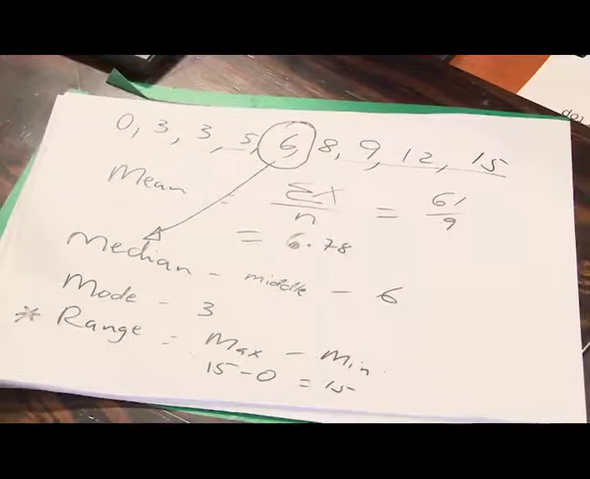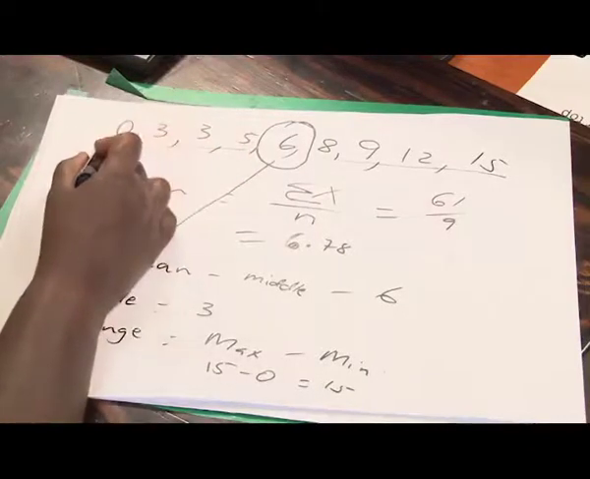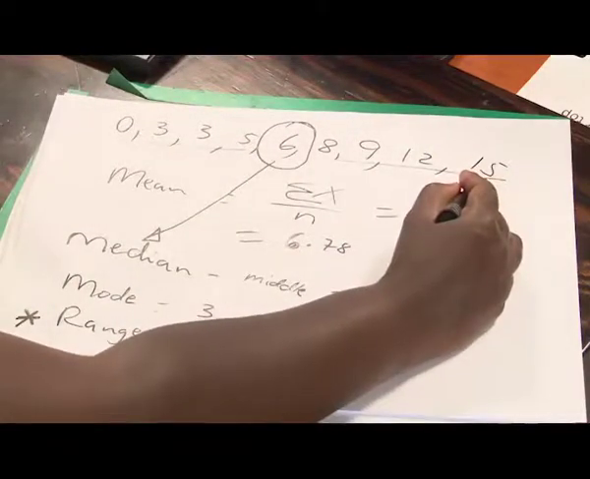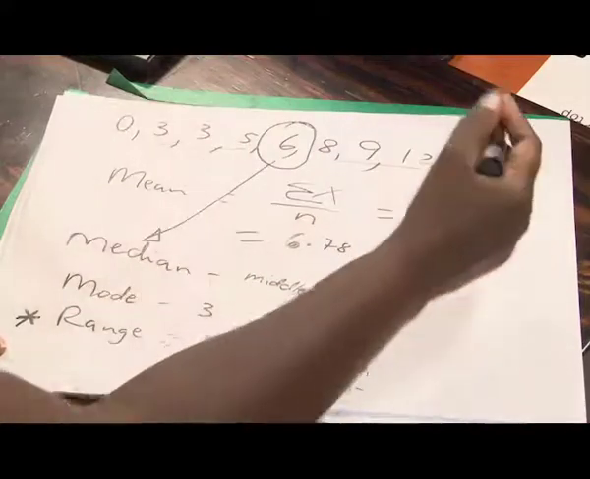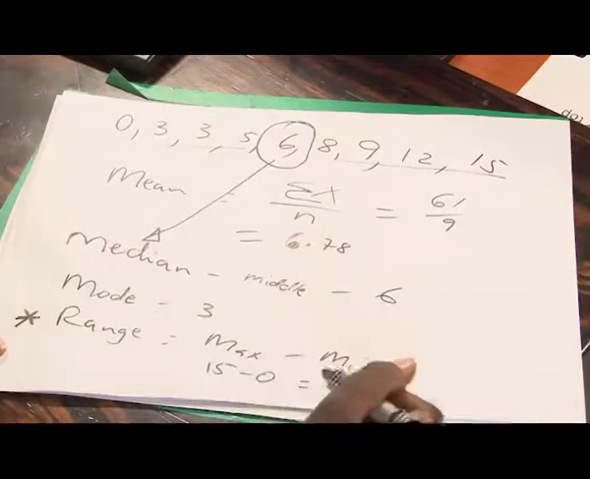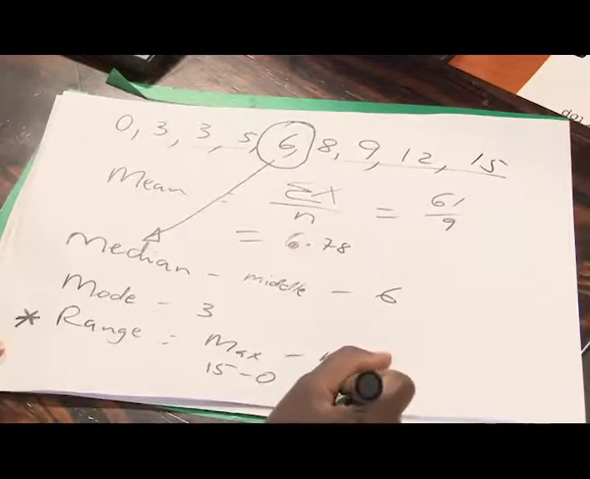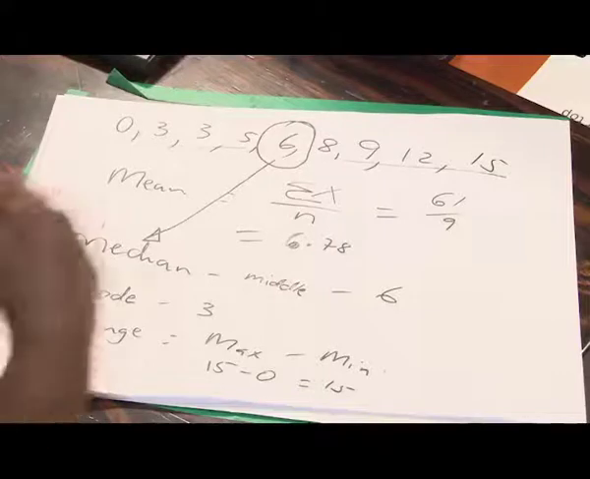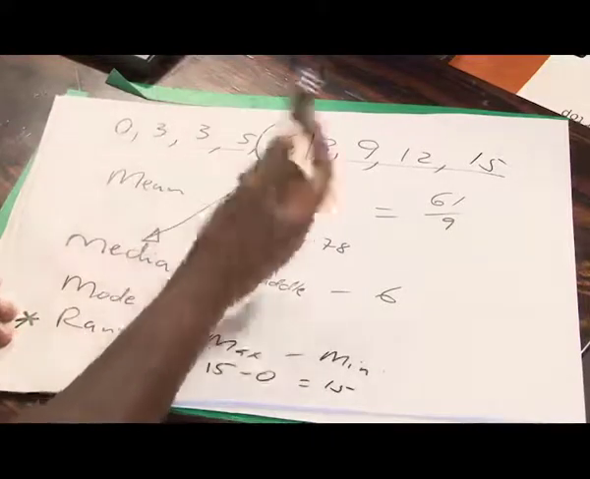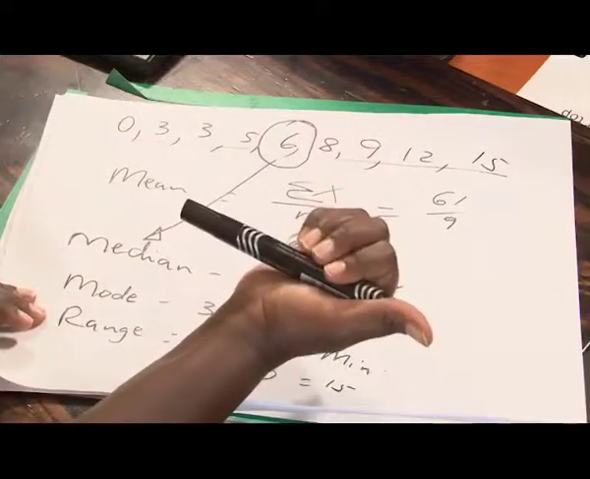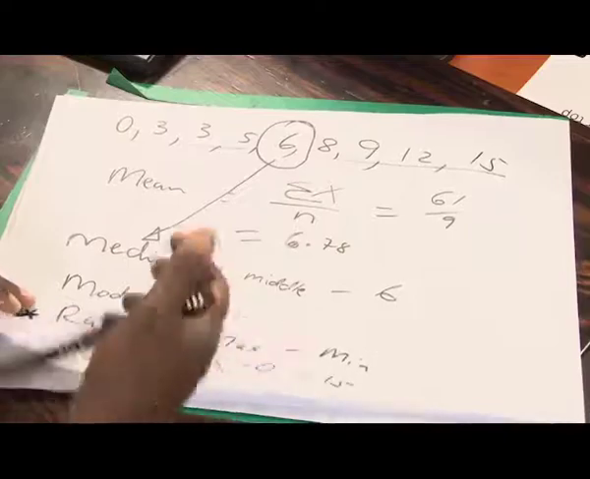So now we look at our data set here. The minimum is 0, and the maximum, because it's already ordered in ascending order, is 15. So if we subtract 15 minus 0, it gives us 15. That means our range is 15. And sometimes you'll be asked to arrange either in ascending order or descending order, and you should know how to do that correctly. Now that is our example.